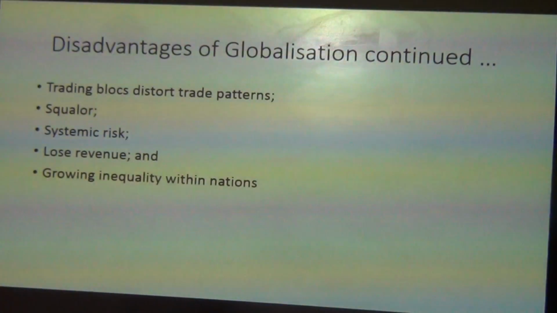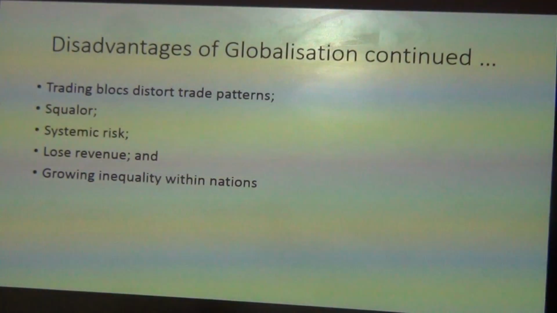We've got the whole issue of squalor, of course, because there's the so-called race to the bottom, whereby the large multinationals just look for the cheapest place to locate their manufacturing plants with the weakest regulations and the weakest bargaining power in terms of labour and minimum wages and so on. And so you get a lot of environmental pollution and environmental damage, and then you get exploitation of workers, etc.